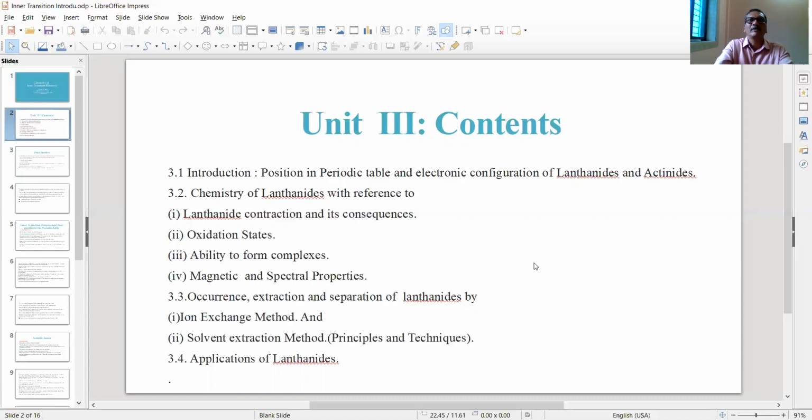Then we are going to study the occurrence, how the lanthanides occur in nature, and the extraction and separation of the lanthanides by two different techniques. One is the ion exchange method, the second is the solvent extraction method, with reference to the principles and the technique only, and the application of the lanthanides in the last part. But in today's presentation, we are going to study only the first part, 3.1, the introduction of the lanthanides, their position and their electronic configuration.